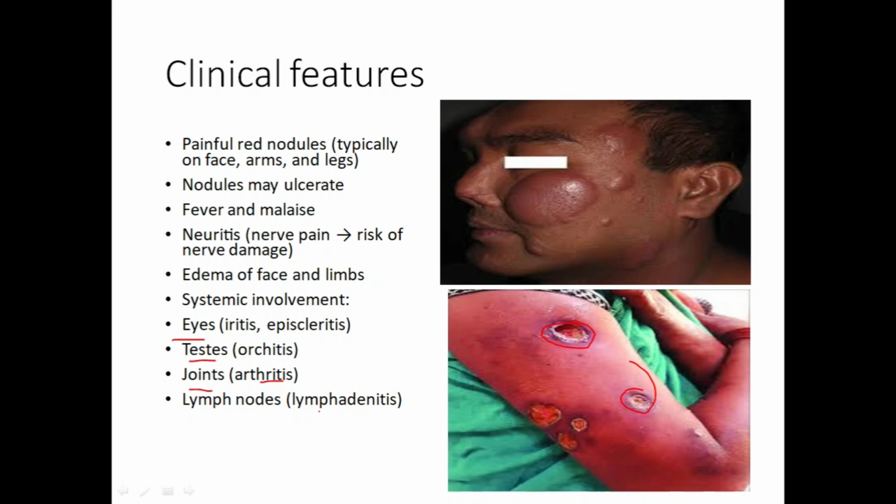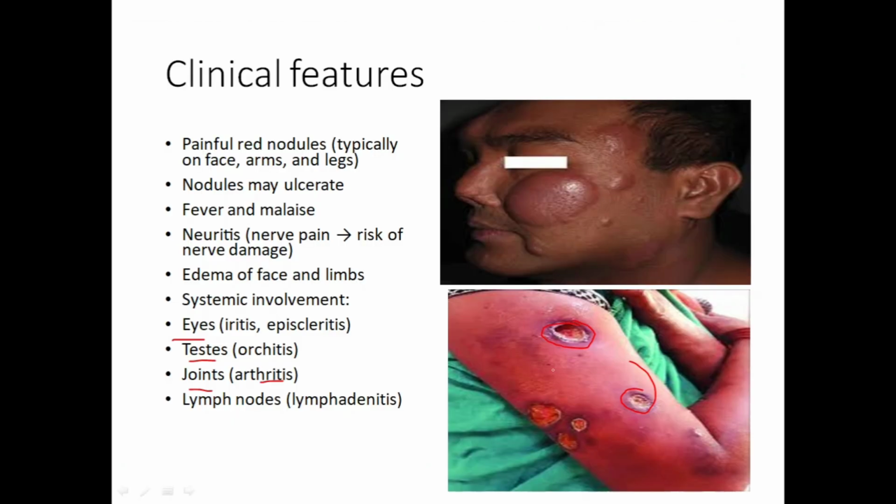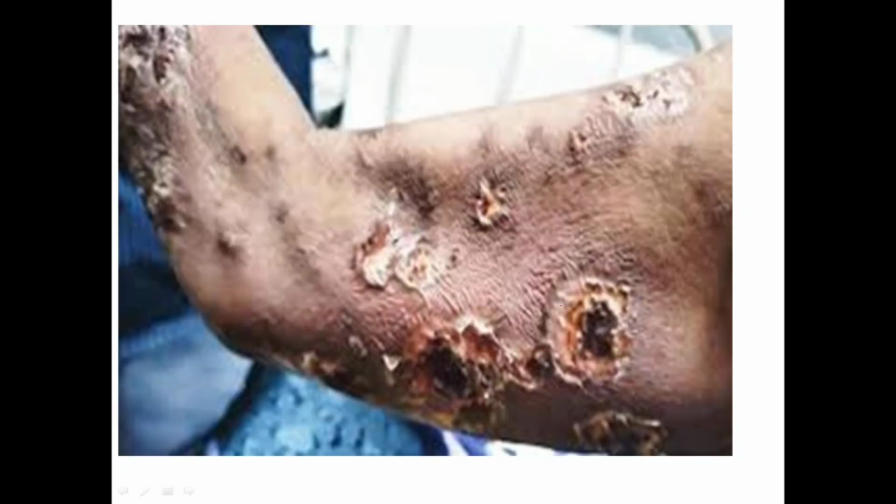So if it is in the eye, it will cause inflammation of the iris. If it is the testes, it will cause inflammation of the testes. In the joint, inflammation of the joints. So wherever you see itis, you know it is an inflammation. So if not treated early, these ulcerations could result in what? Something more severe, necrosis, or even worse.